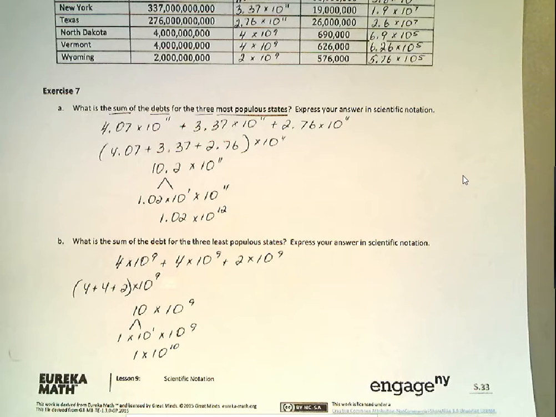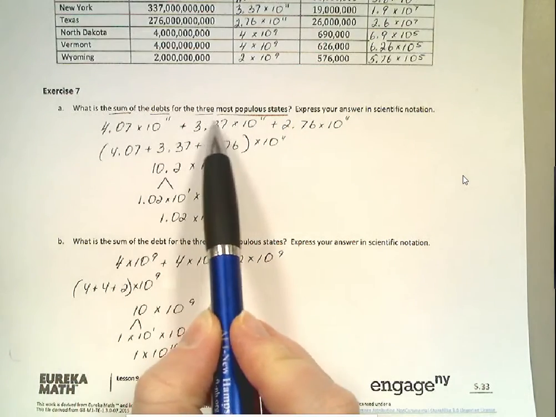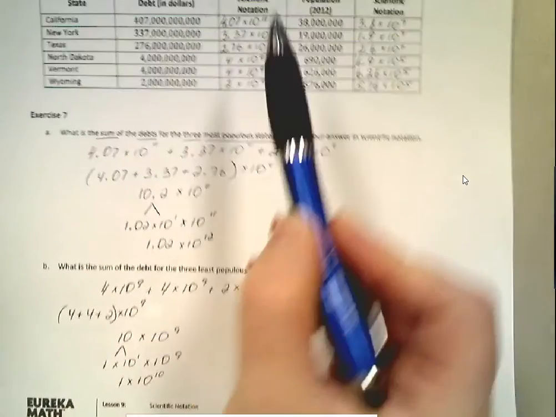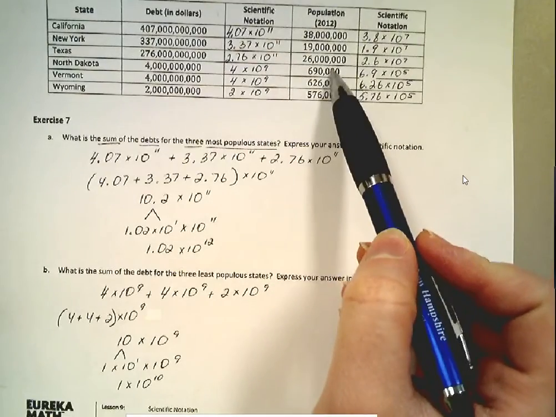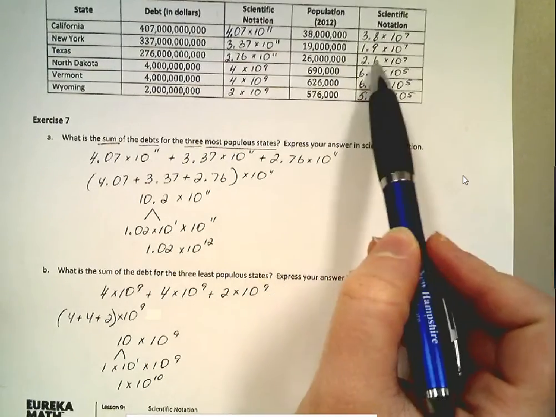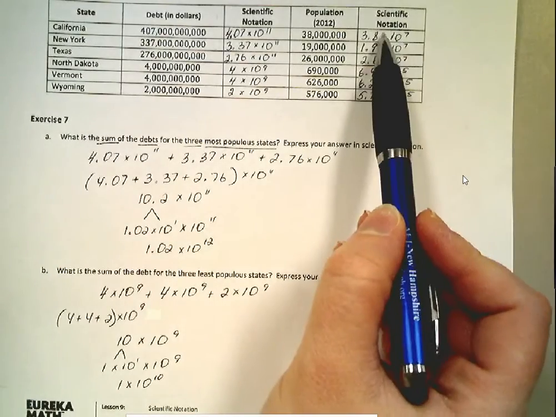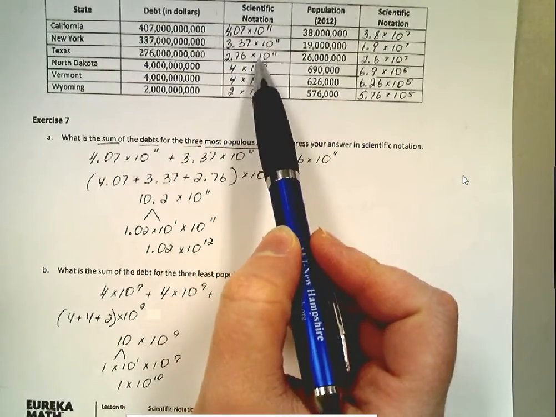All right, here we are checking the work for exercise 7 and exercise 8. For part A in exercise 7, they're asking us to find the sum of the debts of the 3 most populous states. So we are looking for the 3 states that have the most population, and that is Texas, New York, and California. So we are adding the debt of these 3 states together.